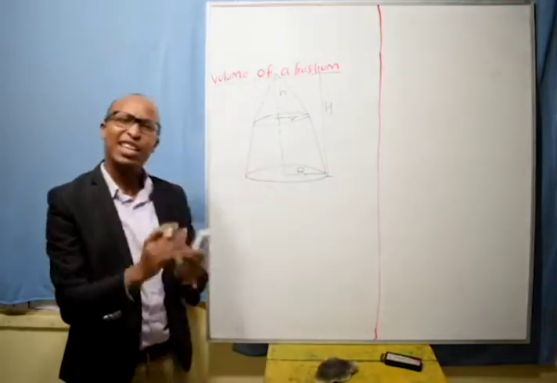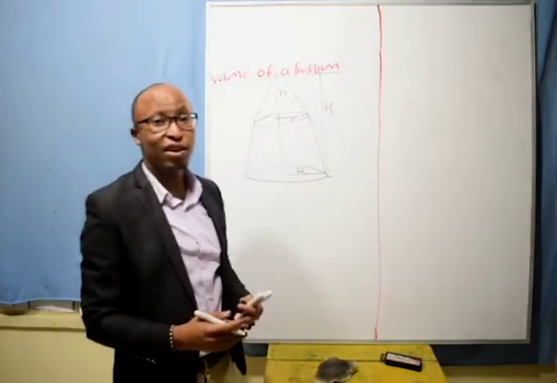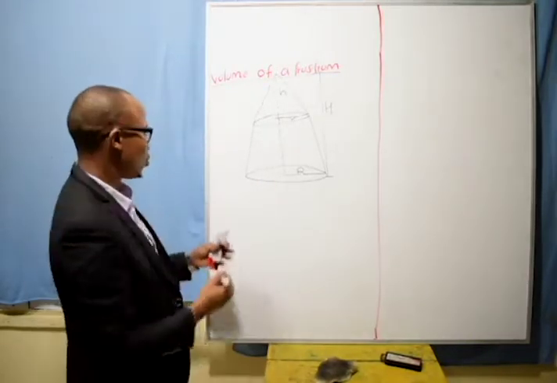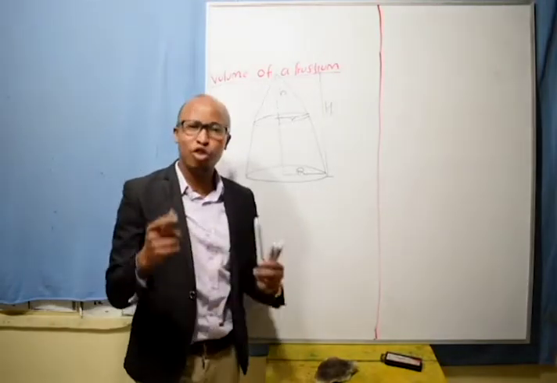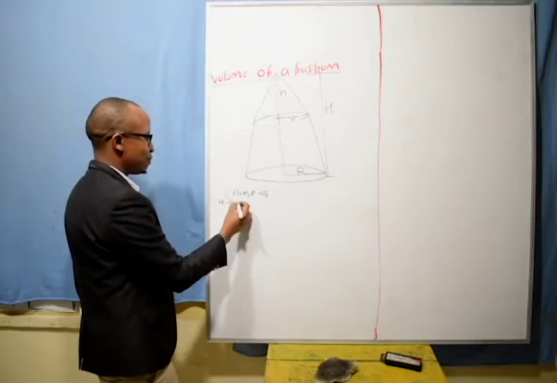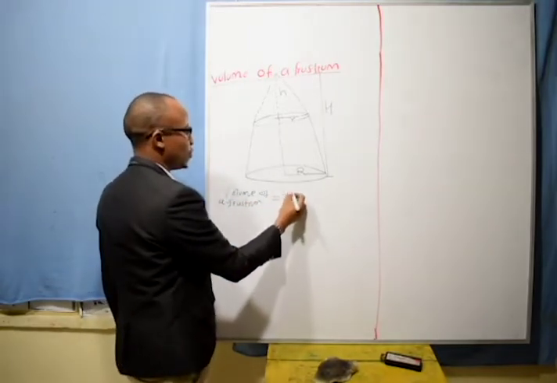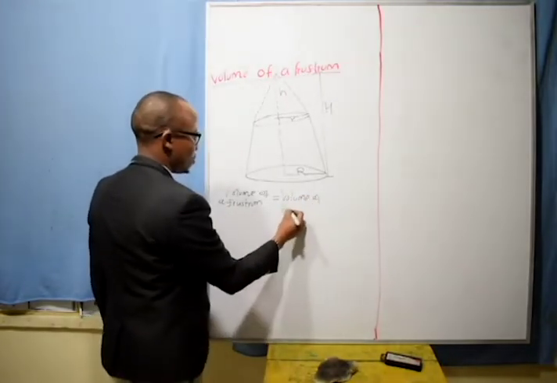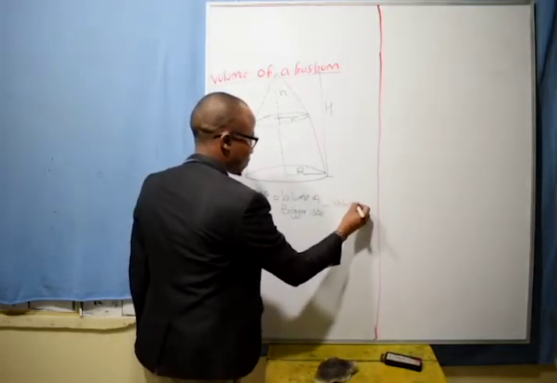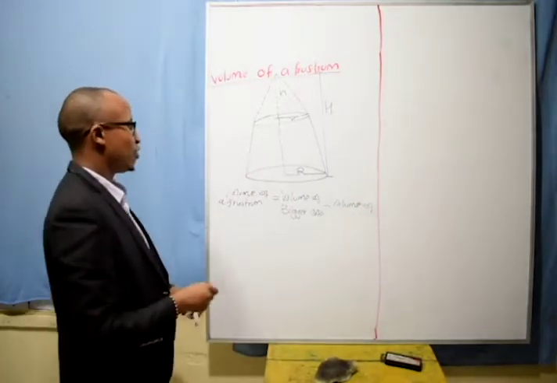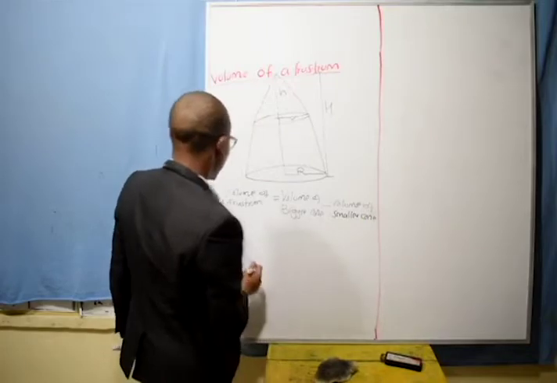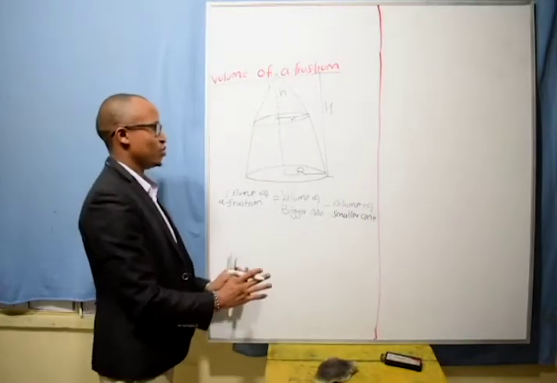you can get any question on frustrum, whether it comes to volume or surface area. But for this topic, let's have the volume of a frustrum. I hope you will enjoy this lesson because it's a very simple question. So can you know how you can get the volume of a frustrum? The volume of a frustrum is equal to the volume of the bigger cone minus the volume of the smaller cone. So knowing that, you can get the whole question of 10 marks.